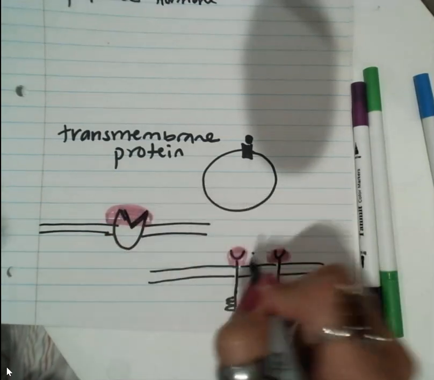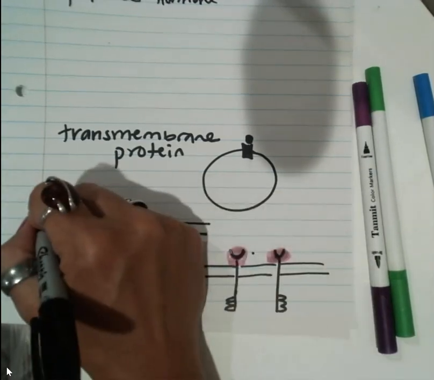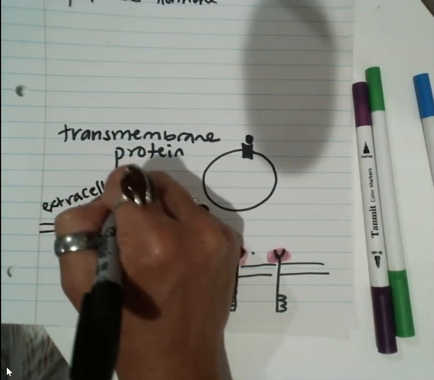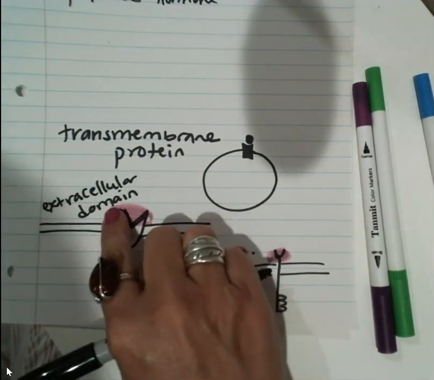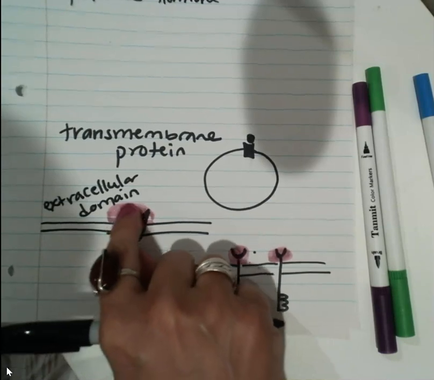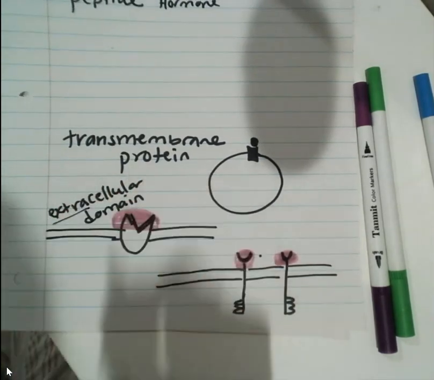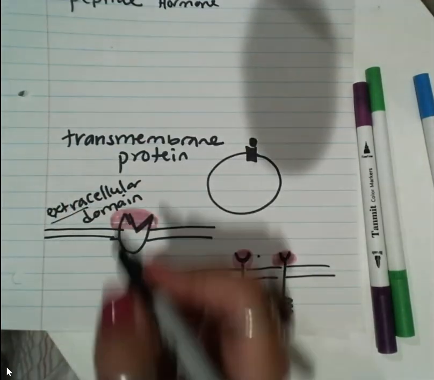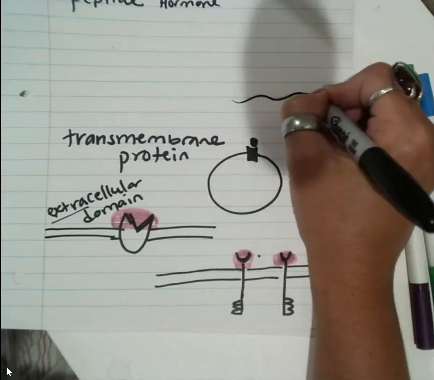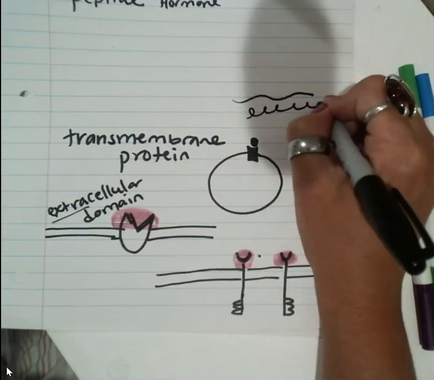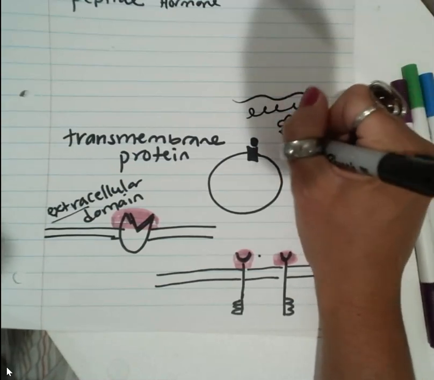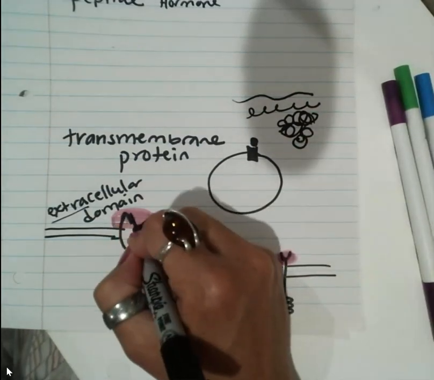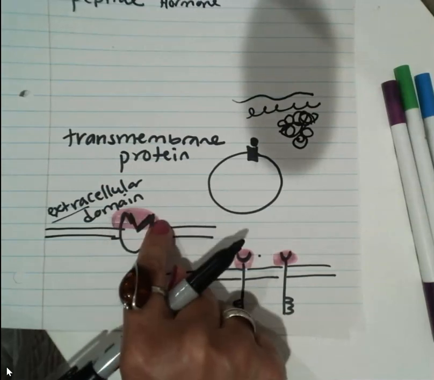So this is the region where the ligand attaches, and this is the extracellular domain. Now, domain kind of just means the region of the receptor that is extracellular, or outside. Extracellular means outside of the cell. If you remember, a protein has a primary structure, then a secondary structure, then a tertiary structure, and then possibly a quaternary structure. As a protein folds up, there will be some regions that fall outside of the cell.